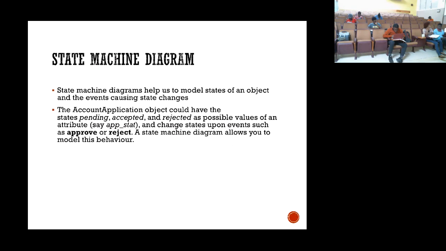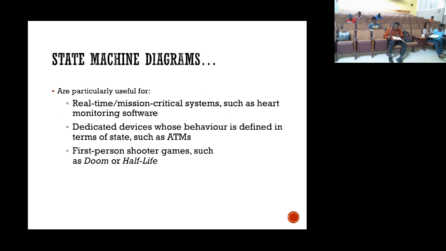State machine diagrams help us to model states of an object and events causing state changes. The account application object could have the states pending, accepted, and rejected as possible values of an attribute, say abstract, and change states upon events such as approve or reject. So these are examples of events that cause these state changes to occur.